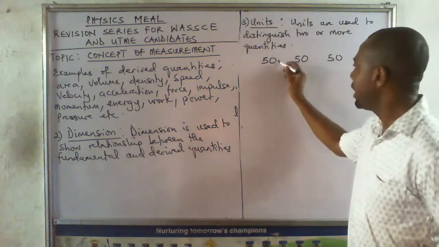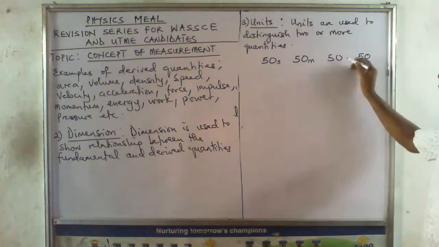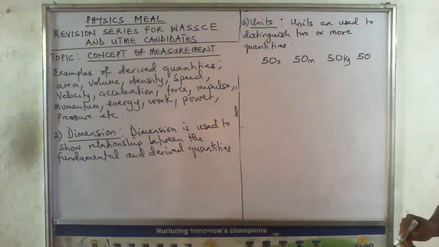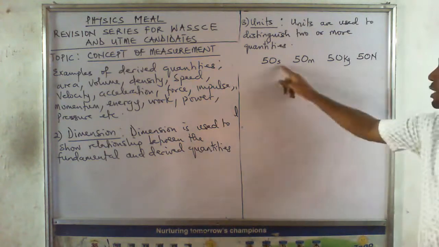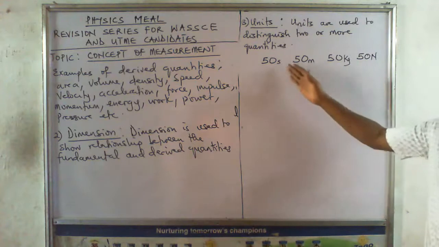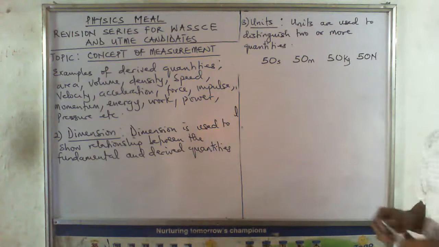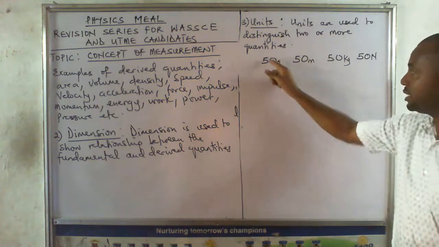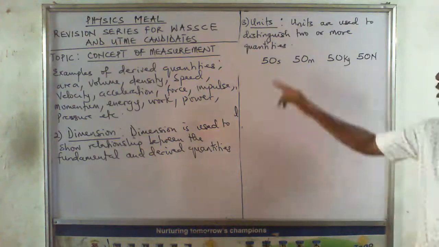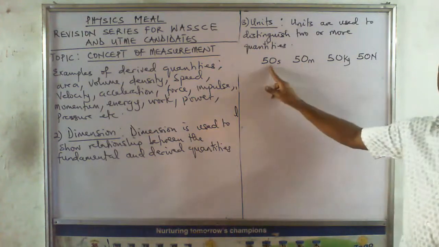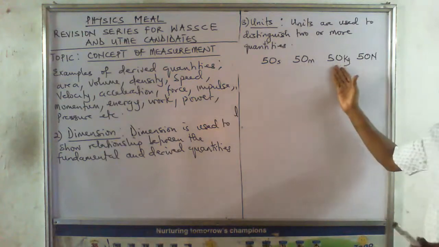But if I now put S here, standing for seconds, and I put M standing for meter, and I put kg here, standing for kilogram, and maybe I put N here, standing for Newton, all these are units. By inserting these units, I can actually distinguish these 50s. When I look at this one, by seeing this S, which is seconds, somebody will know this 50 is talking about time. This 50 is different from this, because this one deals with time, while this deals with distance, 50 meters. This one is talking about what? Mass.